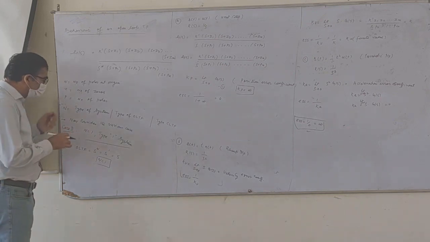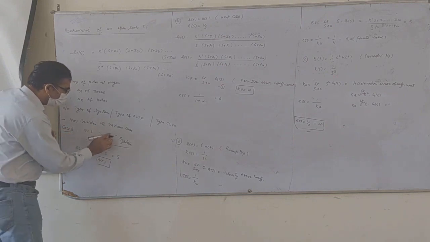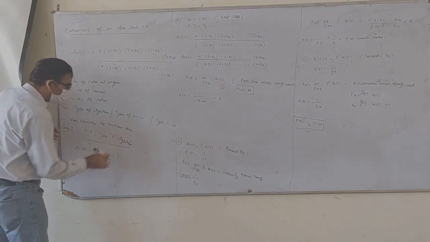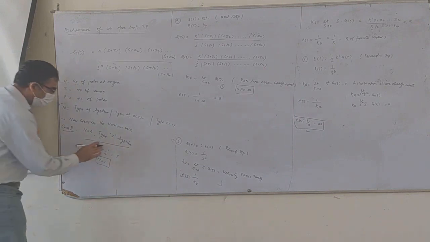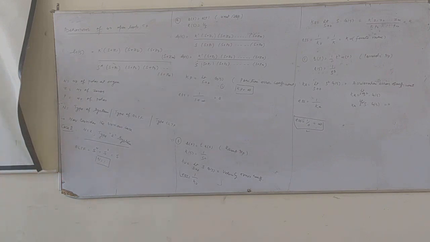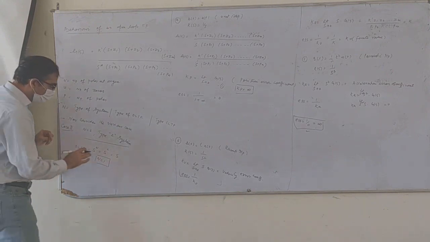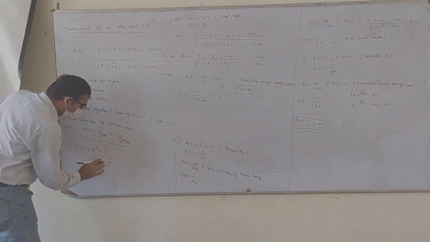Now let us again consider the system. N is 2, type is 2. Okay? I don't think this is rocket science. You can do it at your leisure time also. If any values need to be put in, I have explained it well. So this is s square and this is n is 2.